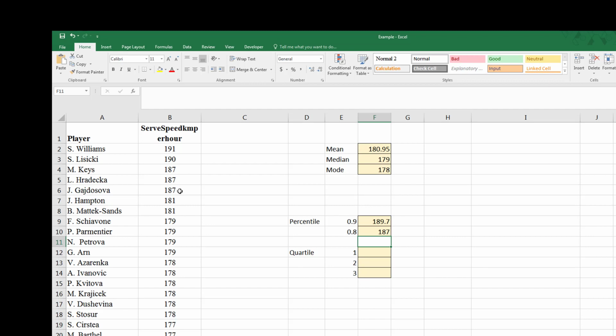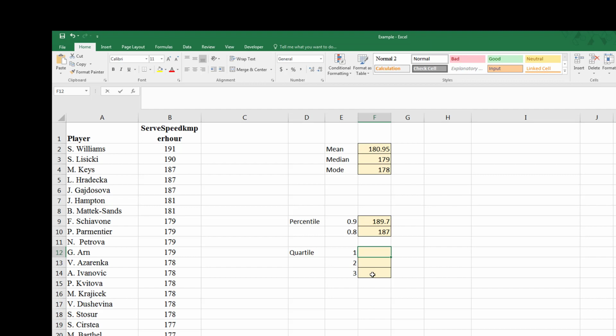Now this data is kind of weird because I have several 187s, I have several 179s and 178s, so it kind of messes around with your head a little bit, but still the gist is 80% of all the information in my data set is a number 187 or smaller.